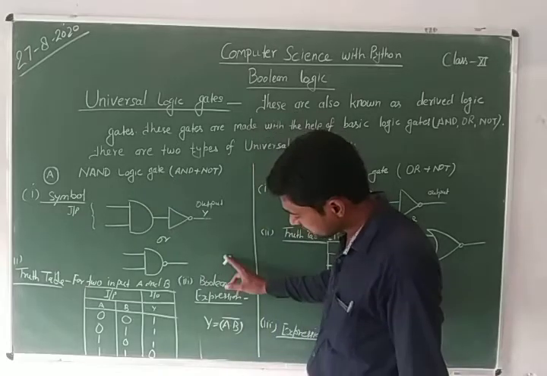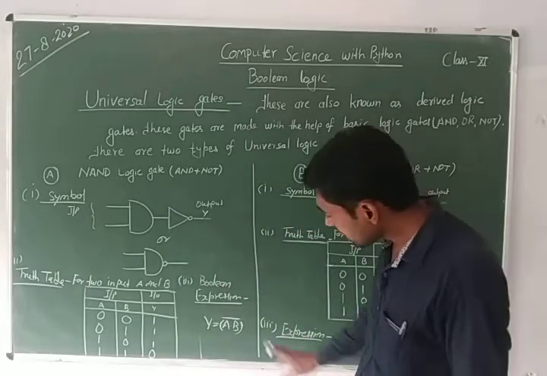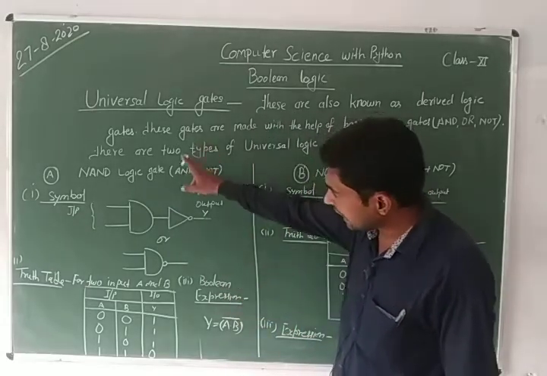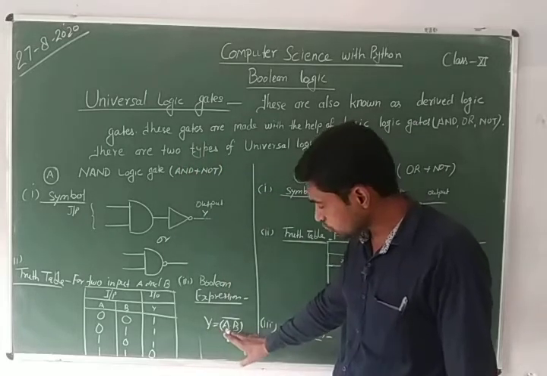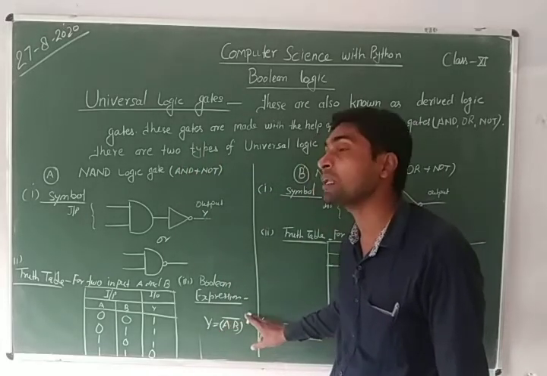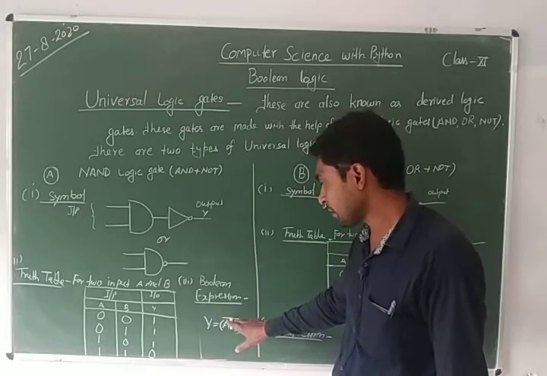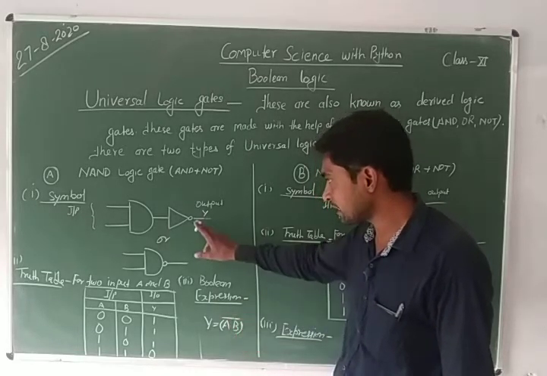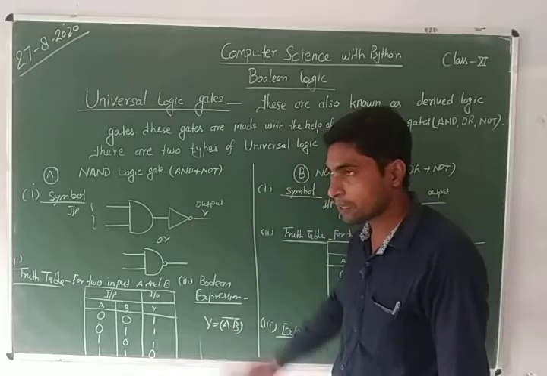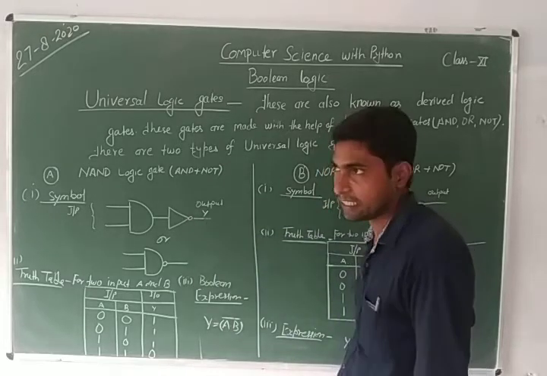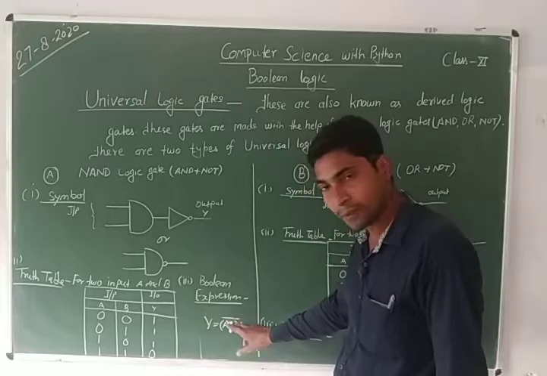Clear? Now let us see the Boolean expression. The Boolean expression for NAND gate is written as Y equals (A dot B) complement. Complement represents the NOT operation. This complement symbol represents the NOT gate, the NOT operation. So (A dot B) complement.